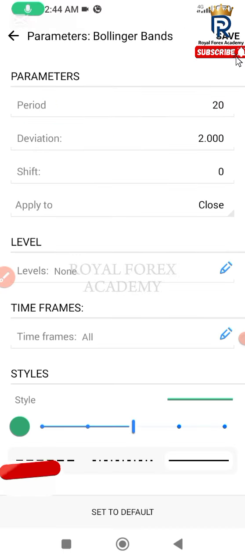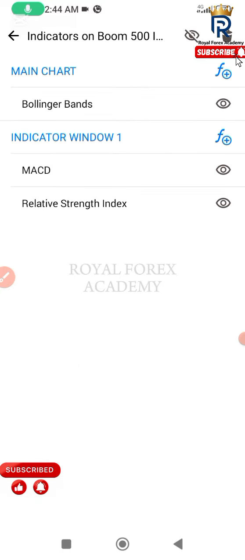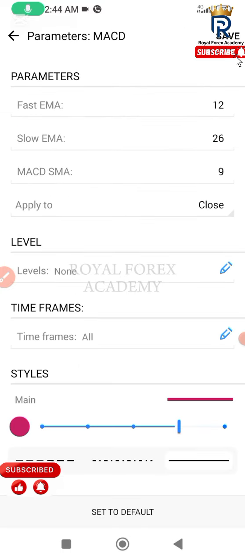First we have a Bollinger Band. The period is 20, the deviation is 2.0, the shift is 0, you apply it to close. Then here's our MACD. The fast EMA is 12, slow EMA 26, MACD SMA is 9. You apply it to close.